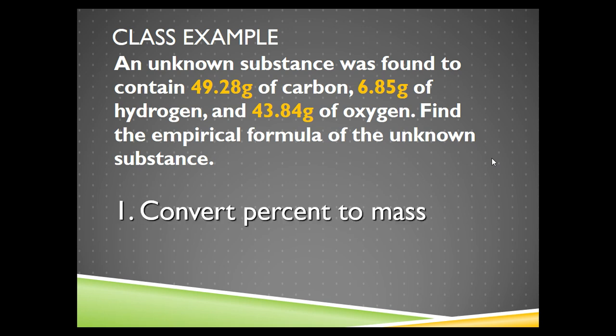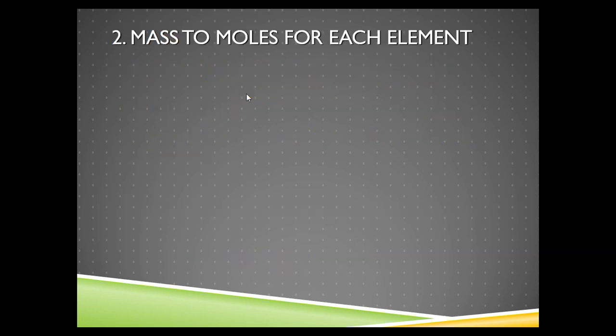Okay, so let's remember our little rhyme. Percent to mass to moles, divide by least, multiply till whole. You just have to memorize that, okay? All right, so 1 is convert percent to mass. Well, there are no percentages here. Well, sometimes that happens, and that means that if it's already in grams, then you can skip this step, okay? So if you don't see percents, skip step number 1, okay? It's already in grams.